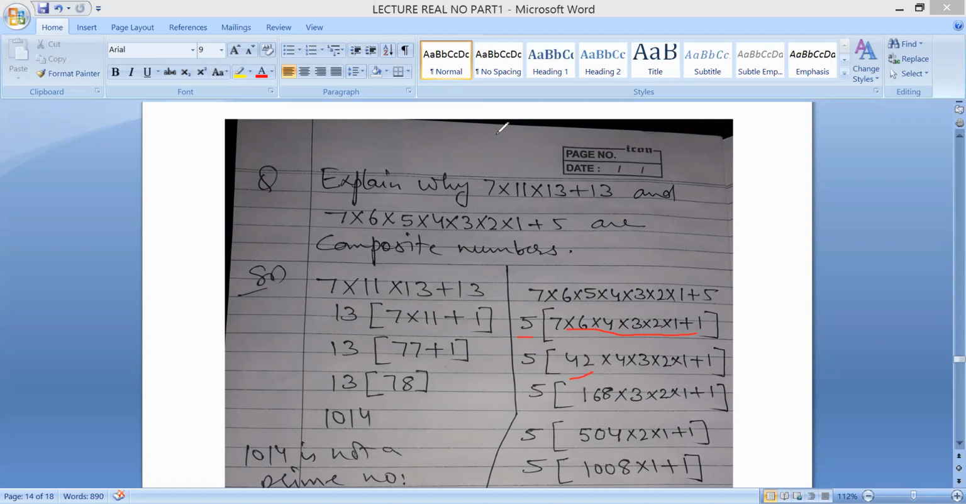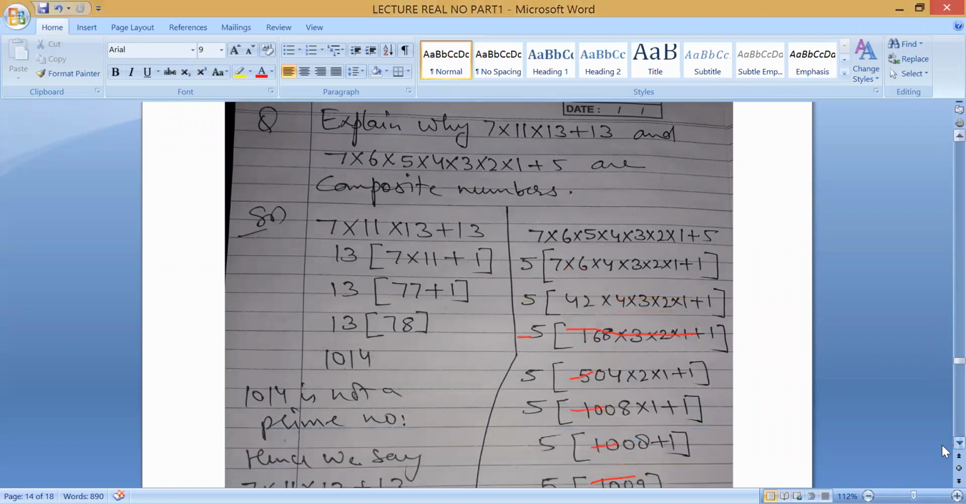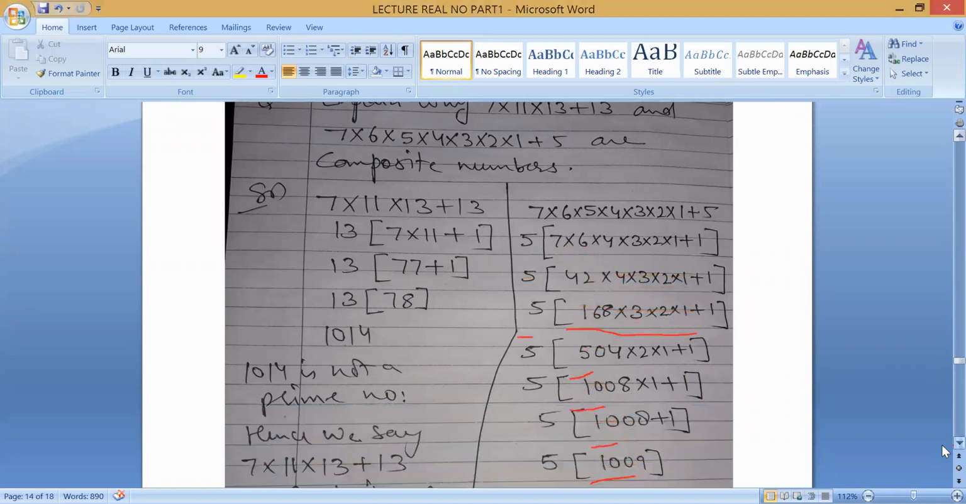In the next step, 42 into 4 is 168, so 168 into 3 into 2 into 1 plus 1. Again 168 into 3 is 504. Then 504 into 2 is 1008. This is 1008 into 1 plus 1. Then 1008 into 1 plus 1 will be 1009. And 5 into 1009 will be what?